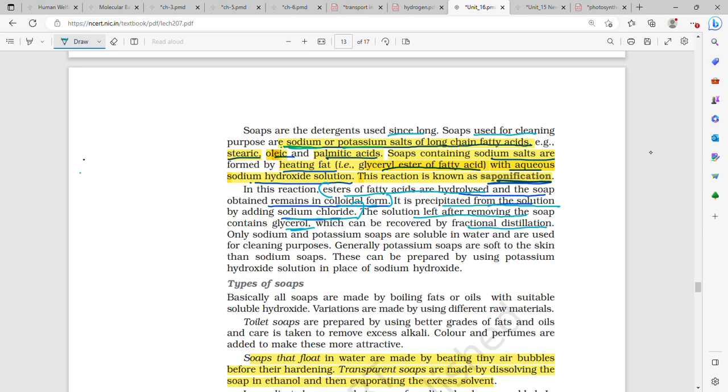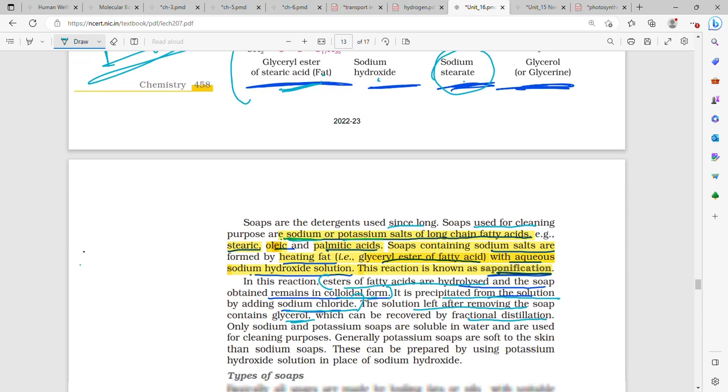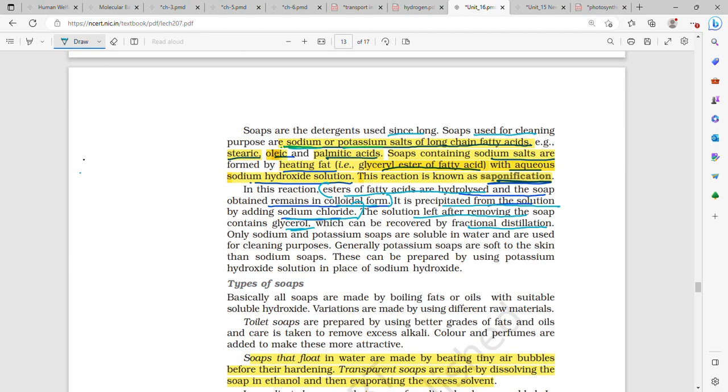So the solution left after removing the soap has glycerol. So this is the soap, sodium stearate. The solution contains glycerol, and we can get this glycerol by fractional distillation. Only sodium and potassium soaps are soluble in water, and they are used for cleaning purposes. Generally, potassium soaps are softer to the skin than sodium soaps, and they can be prepared by using potassium hydroxide solution in the place of sodium hydroxide.